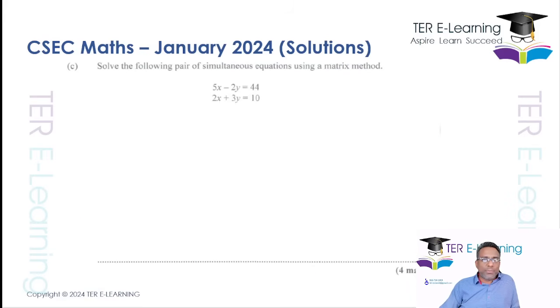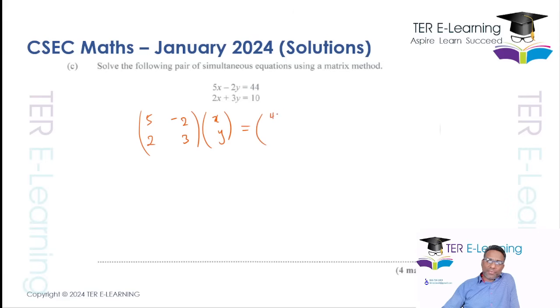And part C, which I believe is the last question on the paper, we want to solve this using a matrix method. So the first thing we need to do is to write this in a matrix format. So we look at the coefficients. So you're going to have 5, 2, minus 2, 3. You're going to multiply that by x, y. And on the right hand side, you're going to have 44 and you're going to have 10, right?